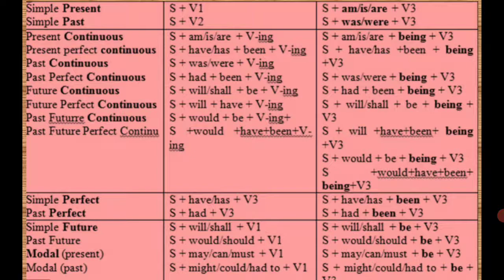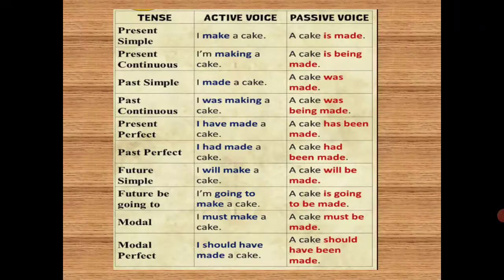So please go through this table to better understand active and passive voice. Here is also a sentence which has been transformed from active to passive in different tenses like present simple, present continuous, past simple, past continuous, present perfect, past perfect, future simple, going to verbs and modal perfect. You just go through it.